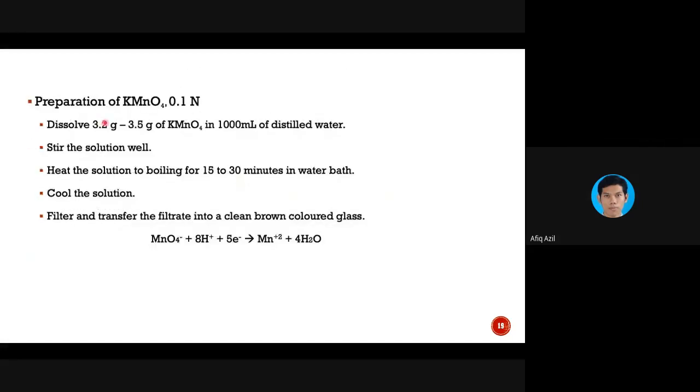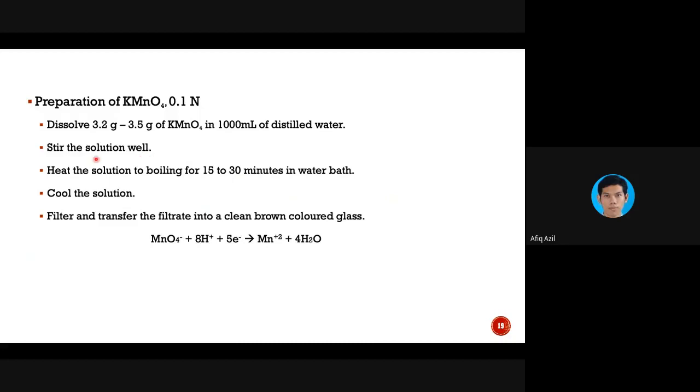So how are you going to prepare the potassium permanganate solution? Let's say you want to prepare with this 0.1 N concentration. So just dissolve the solution in distilled water. So basically, this has to be prepared in volumetric flask, okay, in order to obtain accurate reading.